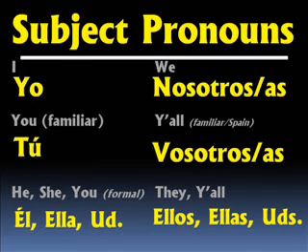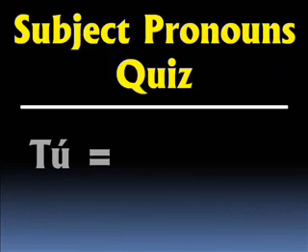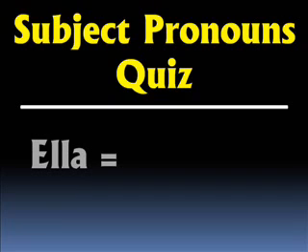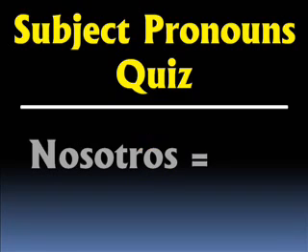So those are our subject pronouns. Hopefully you've studied them plenty previously. We're going to do a quick little quiz here. I'm going to give you the Spanish subject pronoun, and you tell me the English. So here we go. How do you say tú in English? Ella. I hope you said she for that and you for tú.